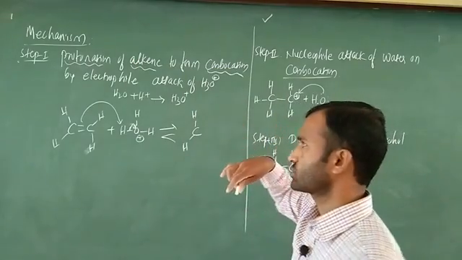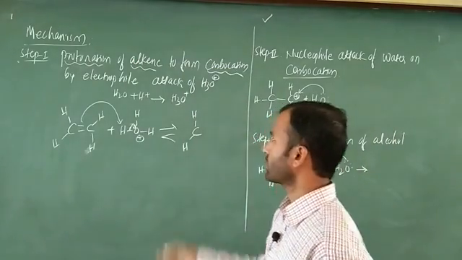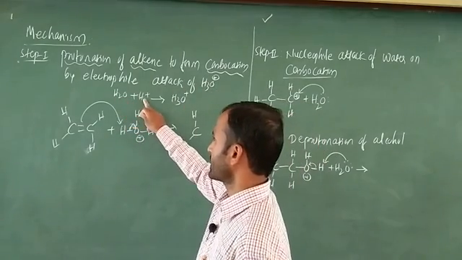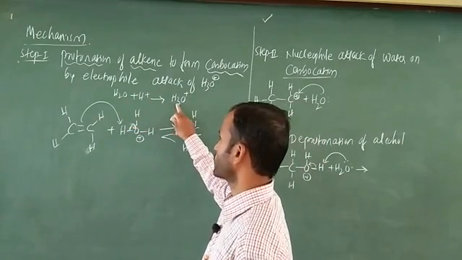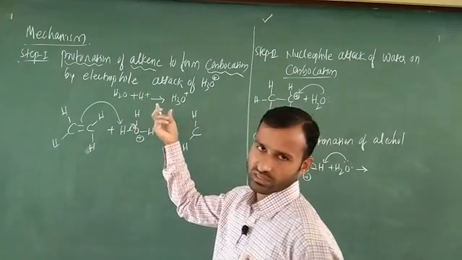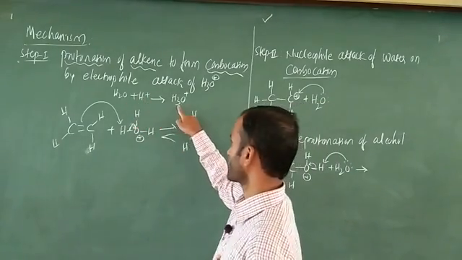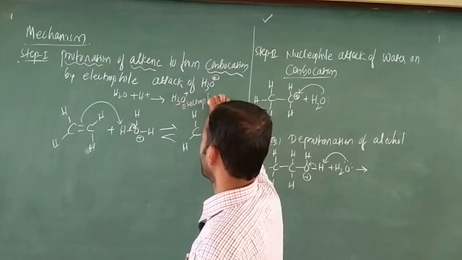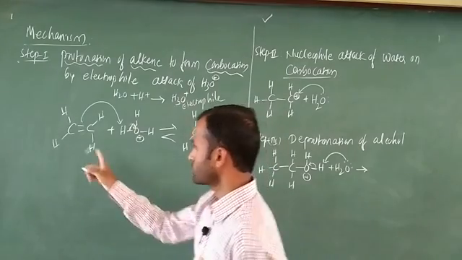Carbocation means positive charge, formed by an electrophile attack, H3O plus. Here H2O is there, and it can react with H plus to form H3O plus. Water, after that, acid catalyzed. There is a formation of H3O plus, and this acts as an electrophile. Here the alkene is there.